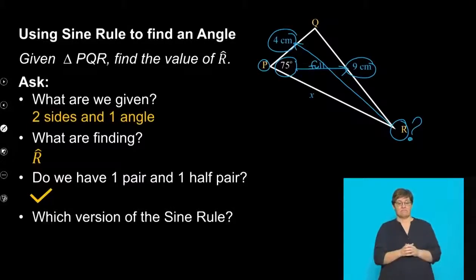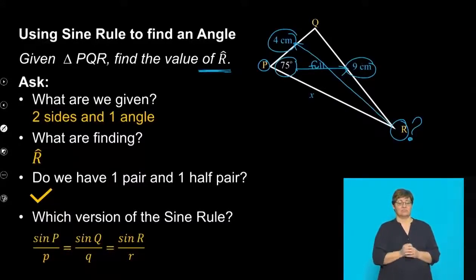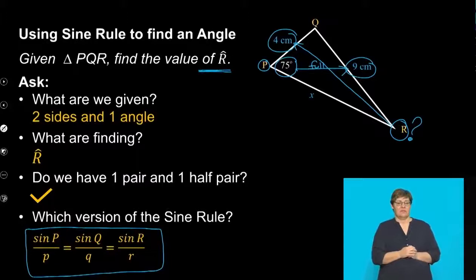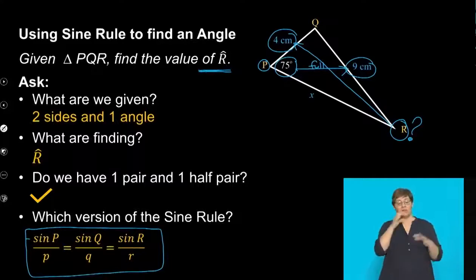Next question, which version of the sine rule are we using? Again, what are we finding? We're finding angle R. Because we're finding angle R, we're going to use the version of the sine rule that has the sine R in the numerator because it just makes our calculation easier. So we've got the angles on top because we're looking for an angle, and we've got to decide which one we're going to use.